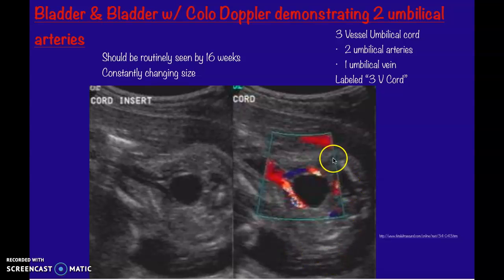So you can use the exact same image. We want to see a 3-vessel umbilical cord, 2 umbilical arteries, and 1 umbilical vein, and you're going to label it 3-vessel cord. So we see it splitting like a wishbone. We want to see it on both sides. We see 1 artery and the other artery. And again, bladder, baby's abdomen, amniotic fluid.